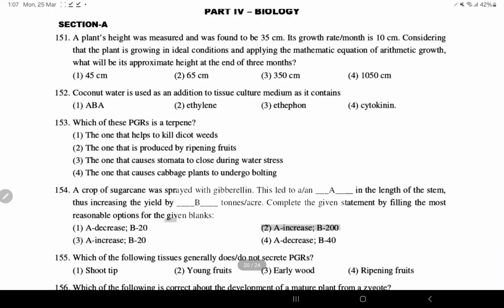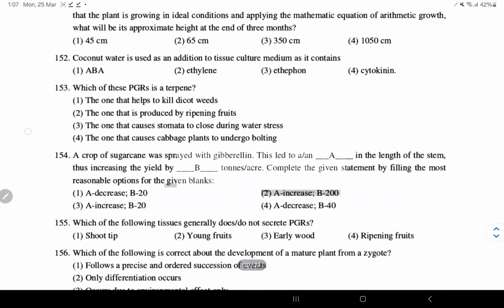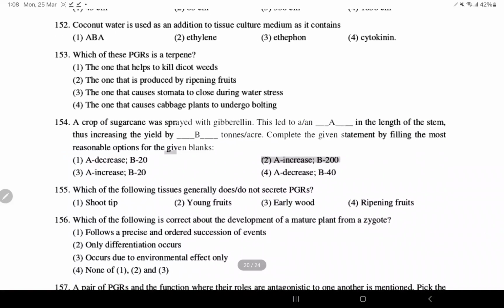A plant height was measured to be 35 centimeters and its growth rate is 10 centimeters per every month. Consider the growth in ideal condition and applying the mathematical equation of arithmetic growth. What is the appropriate height at the end of 3 months? 65. So you can add like Lt equals L0 plus rt. L0 is 35 plus 10 into 3. So you will get the answer 65. Coconut water is used in addition to tissue culture medium as it contains cytokinin.